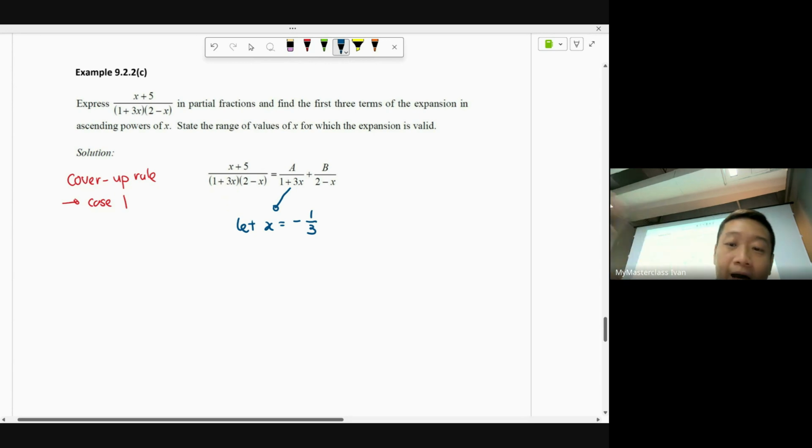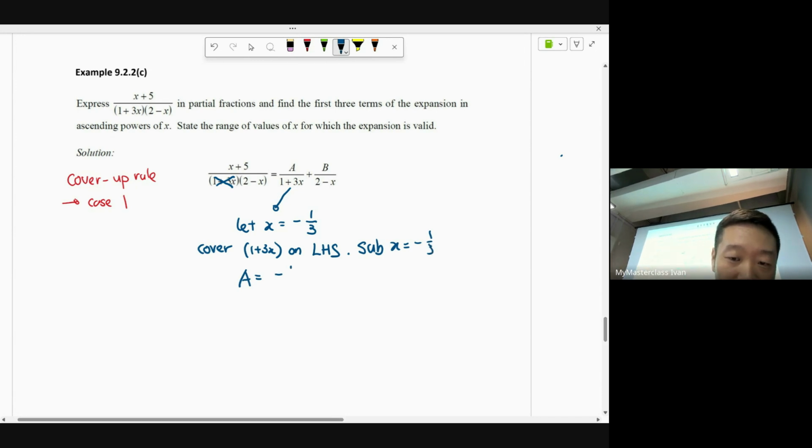Okay, now how to find A? So I use this. Use your thumb. Cover 1 plus 3x on the left-hand side. So A is going to be equals to, then you sub x equals to negative 1 over 3 into your left-hand side. So A is equals to negative 1 over 3 plus 5 divided by 2 minus negative 1 over 3. So this is called the cover-up rule. It can help you find all your A and B quicker without doing cross multiply.